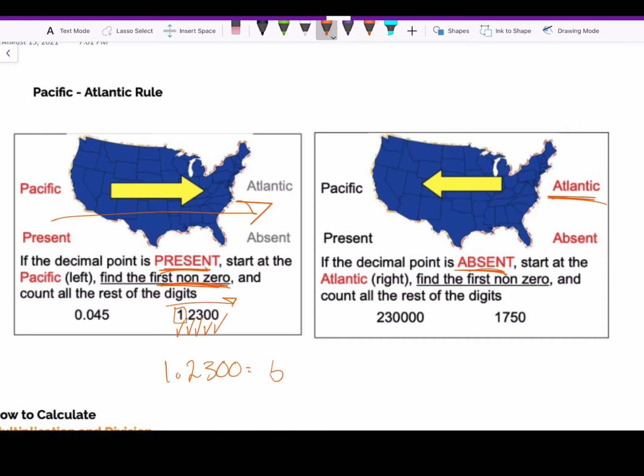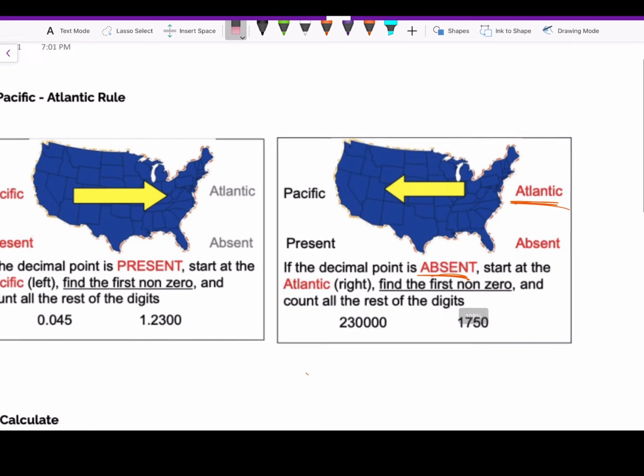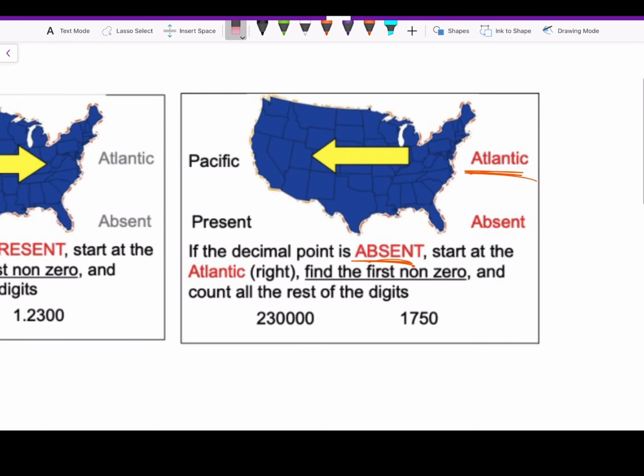1.2300 has 5 sig figs. Okay, let's talk about what if the decimal point is absent. So let's move to the other side here. If the decimal point is absent, we are going to start on the Atlantic side and move across. So decimal point is absent, we go that direction.